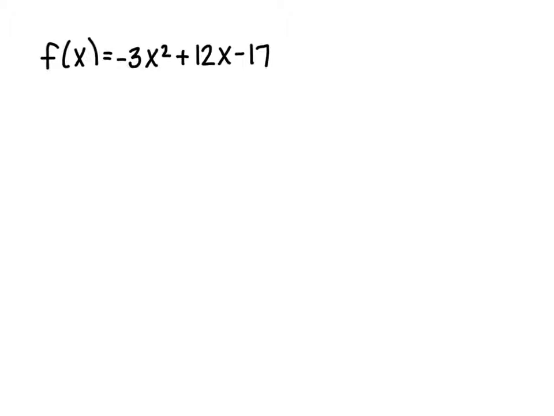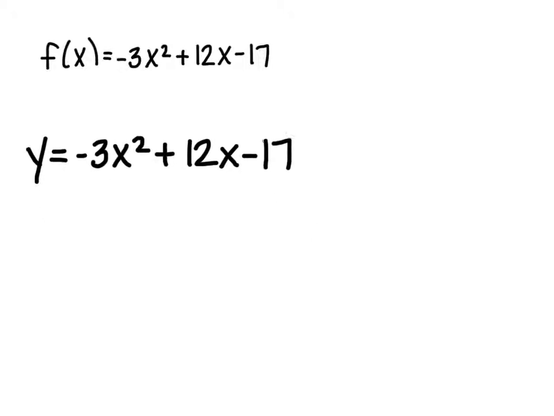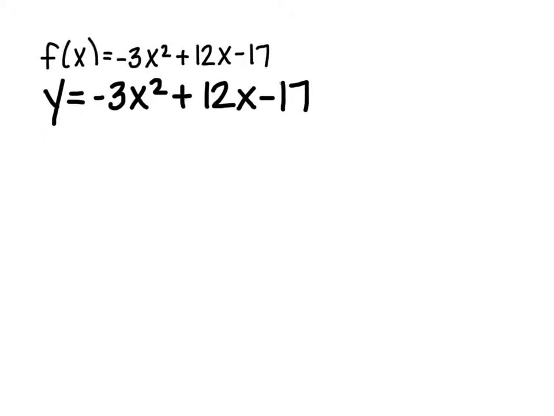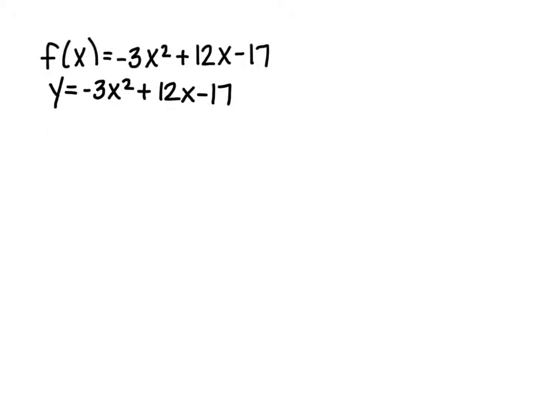The first thing that we're going to do is, instead of f of x, replace that with y. So y is equal to negative 3x squared plus 12x minus 17. What we want to do next is move that loose term, the constant, over to the other side. So we're going to add 17 to both sides. So we're going to say y plus 17 is equal to negative 3x squared plus 12x.